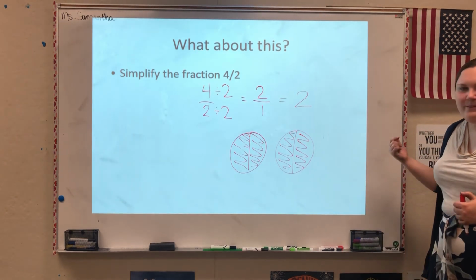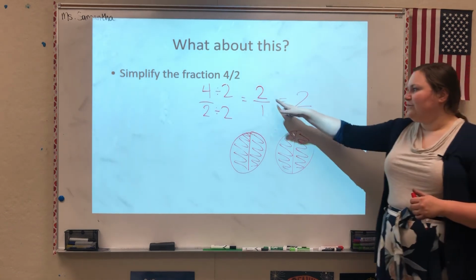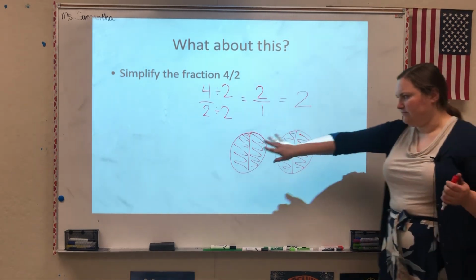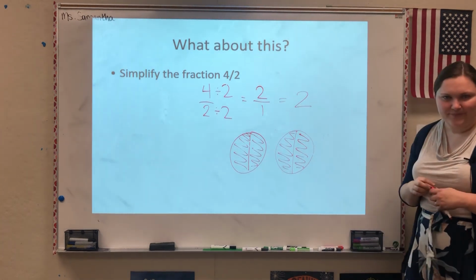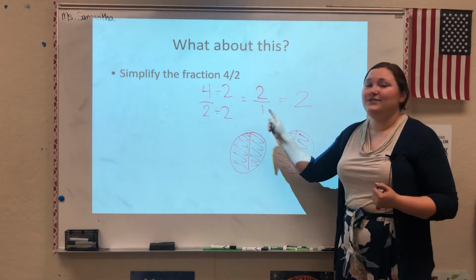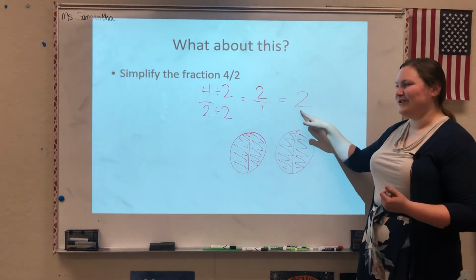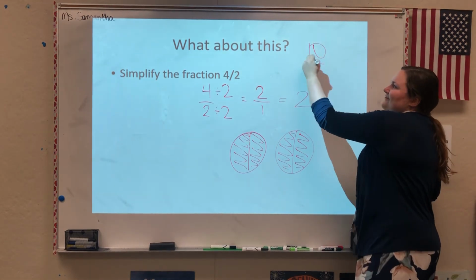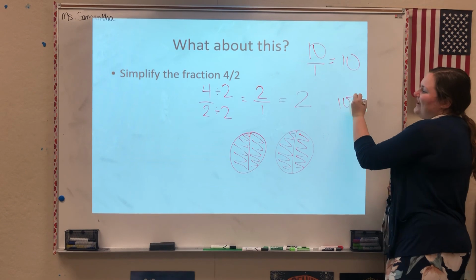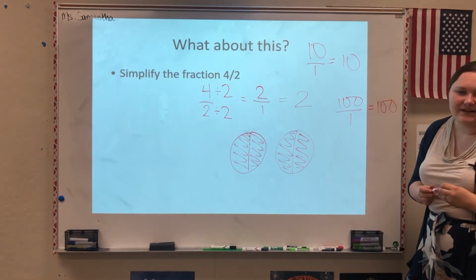Well, if I asked you how many circles are colored in, you wouldn't say 4/2 of a circle. You wouldn't say 2 wholes of a circle. You would just say 2 circles. Circle number 1, circle number 2. The point of this example is to show you when that denominator is 1, you don't need to write 1. 2 wholes is just 2. 10 wholes is just 10. 100 wholes is just 100. We can just take out that denominator of 1.